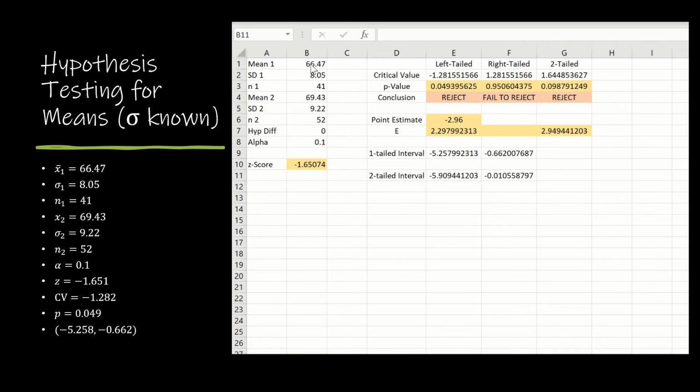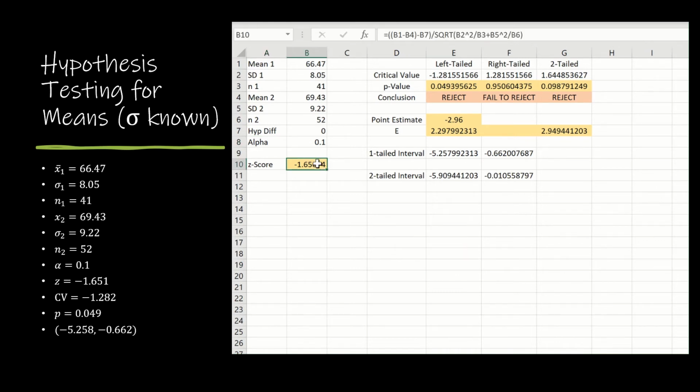So again, I'm just going to use a system where I have certain input values and then everything else will be calculated for me. And my inputs are the mean, the standard deviation, and N1, and then mean 2, standard deviation 2, N2, the hypothesized difference, and alpha. And everything else will be calculated.